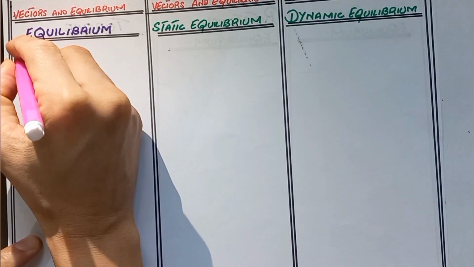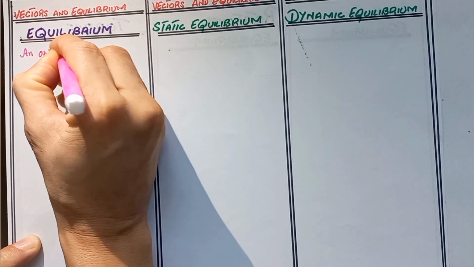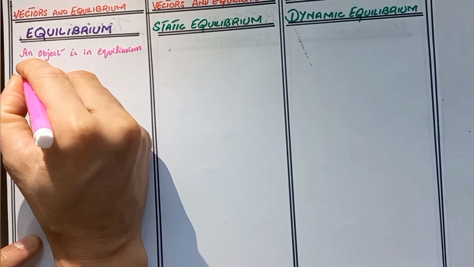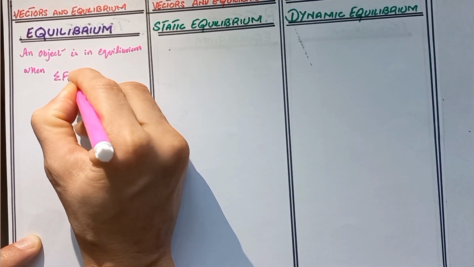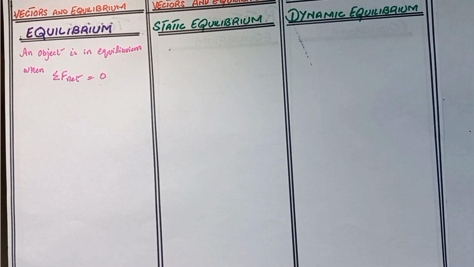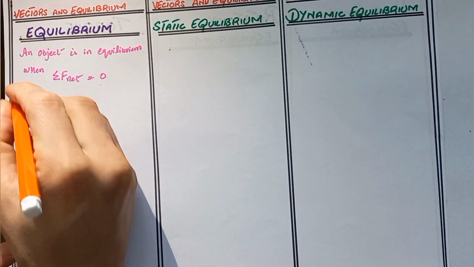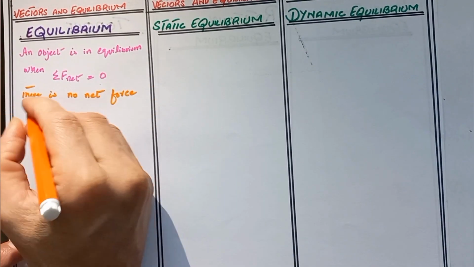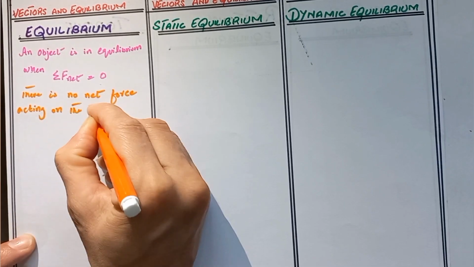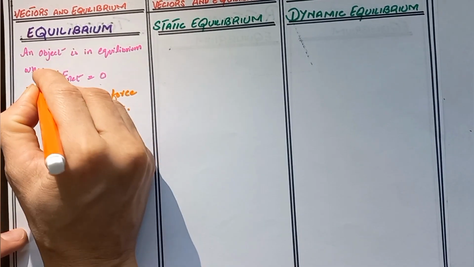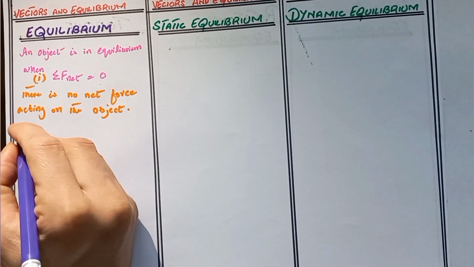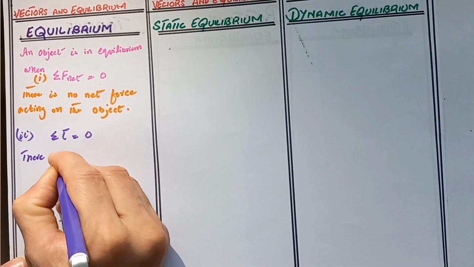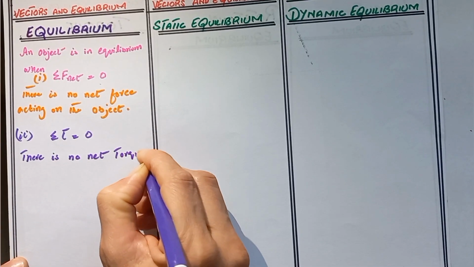What is an equilibrium? An object is in equilibrium when the summation of net force is equal to 0. There is no net force acting on the object. This is the first condition. The second condition is that the summation of torque is equal to 0. There is no net torque.